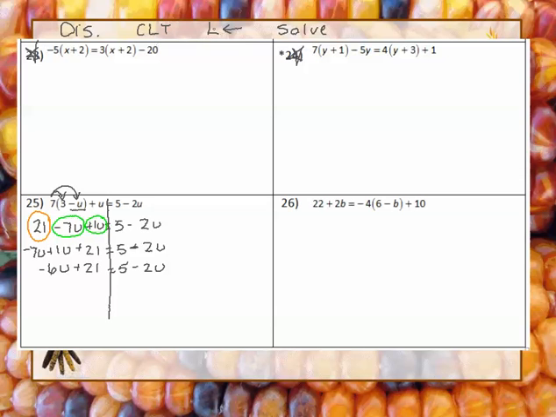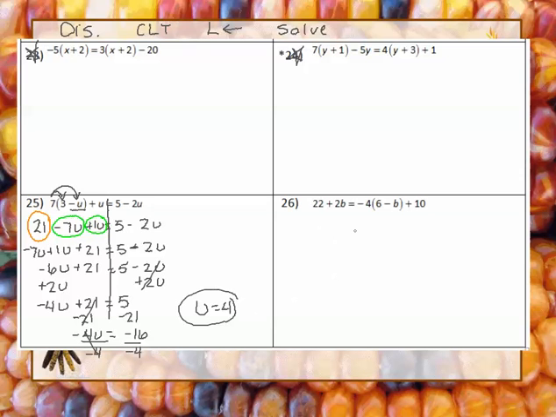Do I have any letters that I should move to the left? Yes, I do. I have this negative 2u, so I'm going to add 2u to both sides. Negative 6u plus 2u gives me negative 4u plus 21 is equal to 5. And now I can solve. So I'm going to move my constant, negative 21 from both sides. So I'm left with negative 4u equals 5 minus 21 gives me negative 16. And then I'm going to divide by negative 4 to get it away from the u. And I'm left with u equals 4.